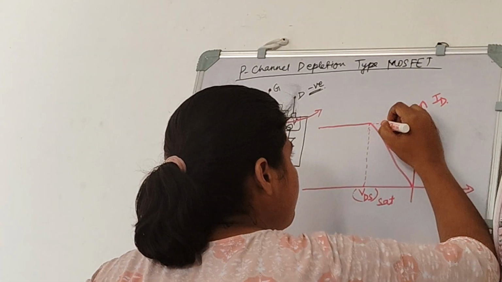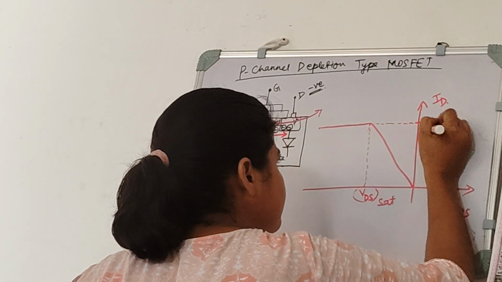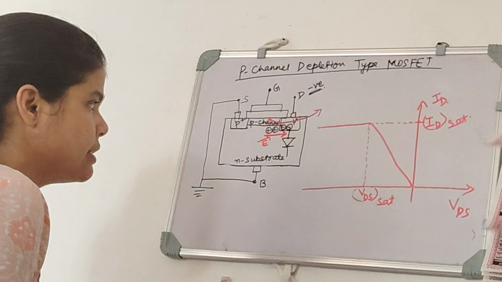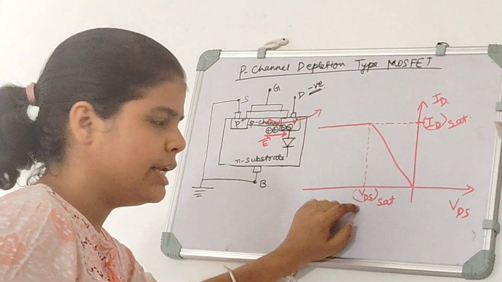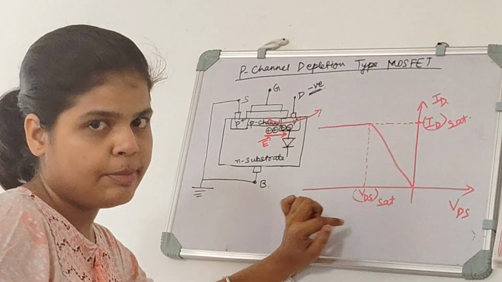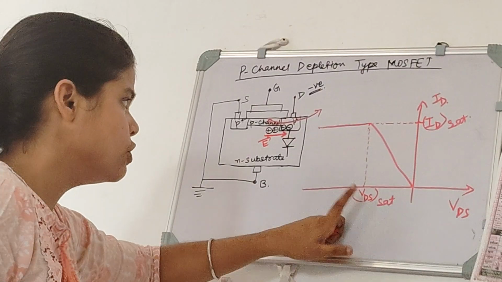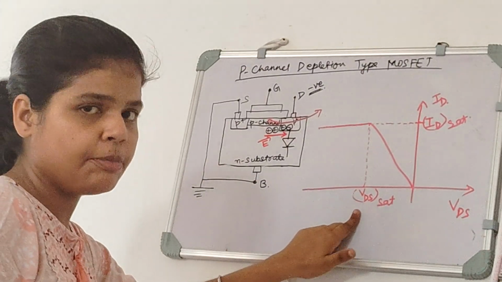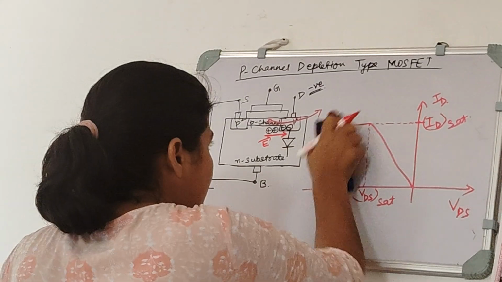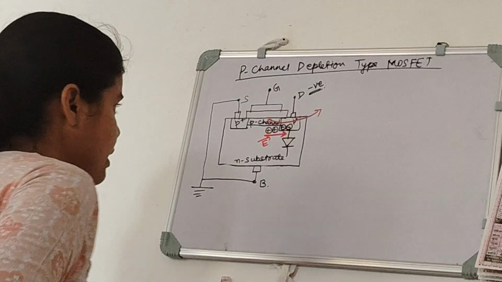And this value of ID is also known as ID sat. And again, sat means saturation. That is saturated ID, and VDS sat means the value of VDS at which our ID becomes saturated. That is why it is named as VDS sat. So this is the output characteristic of P channel depletion type MOSFET. Now we will see what happens when we apply voltage at gate terminal.